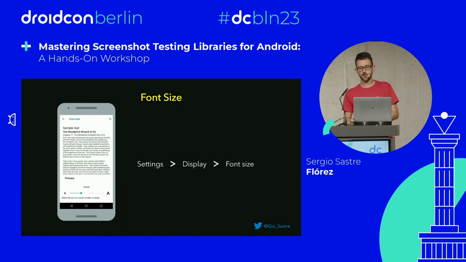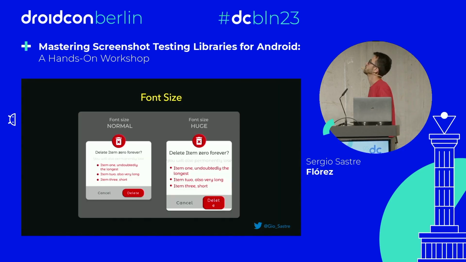Then we also have font size, that is for accessibility, to find accessibility issues. You can go under settings, display font size. If you have never tested your application under different font sizes, I recommend that you do it because you will probably find some issues. I always find some. And there are many users that use this huge font size.